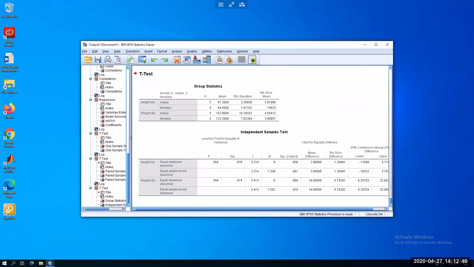Can I write in 1, 2? Mine is not showing 1, 2. One and two, yeah. Define groups.